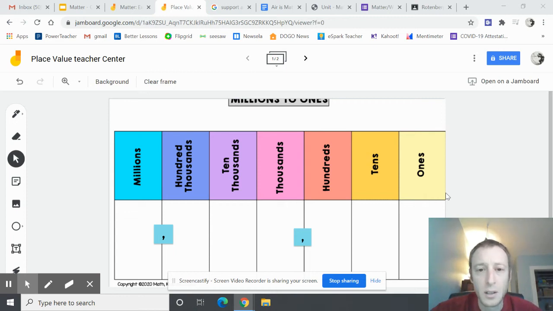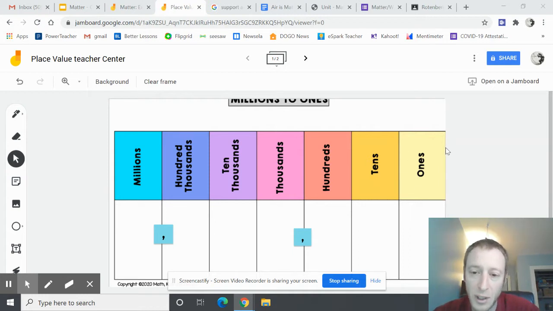Good morning, everybody. Today we're going to be talking about place value. This is probably something you've heard before, but place value really refers to the value of the place it's in, obviously. How much is each number worth? Okay, before we get into that, let's just remind ourselves of the different places.